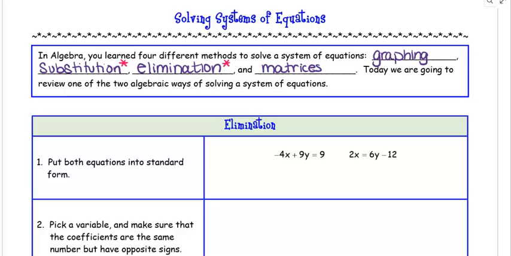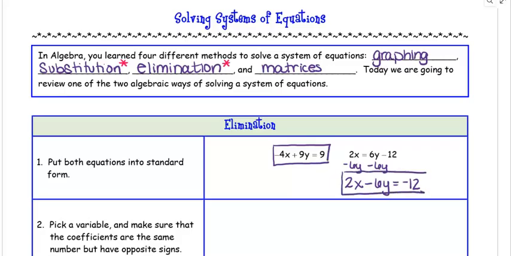So if I look at this first one, I have the negative 4x, I have the 9y, that is equal to 9. Okay, and yes, it is a negative 4x. But if I'm looking at the second equation, notice the y is on the other side of the equation. So I'm going to subtract 6y on both sides, and I'm going to rewrite that equation. I have 2x minus 6y is equal to a negative 12. Now I have my first equation and I have my second equation.